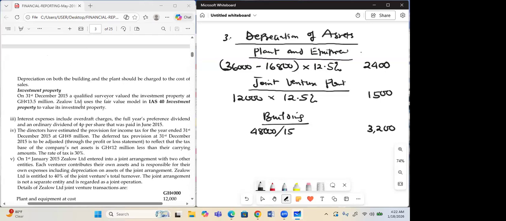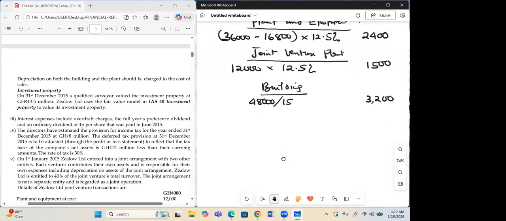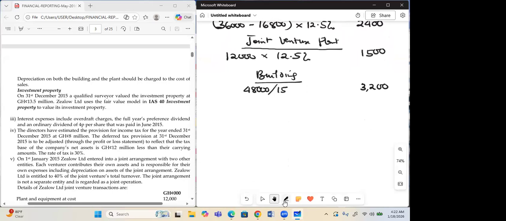That investment property. A qualified surveyor valued the investment property at 13.5 million. Zillow Limited uses the fair value model in IAS 40. So under the fair value model, the asset is not depreciated, right? Yes. So it means that we finish with the depreciation. The joint venture, we've not added it. It says it's entitled to 40% of the turnover, the sales. So sum the total depreciation for us. What is he giving you?